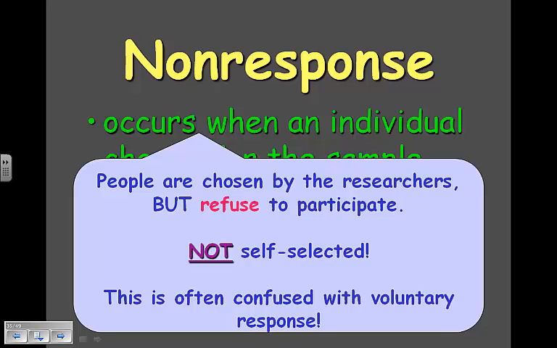Don't get that confused with voluntary response. Remember, voluntary response is they choose to select themselves. They weren't randomly chosen. They chose to select themselves and they wanted to participate.